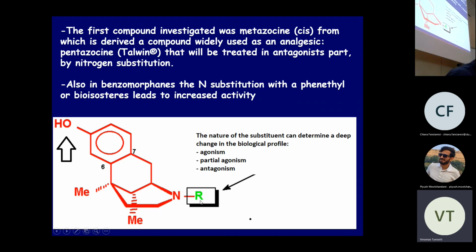Which is the most important compound of this family? It is not metazocine. The most important compound of this class is pentazocine. Penta in Greek means 5: 5 carbon atoms on a nitrogen.